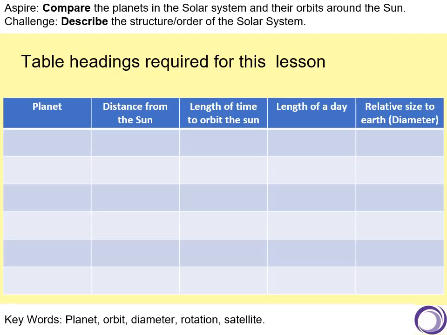So the planet is the first heading. Distance from the sun is the second heading. Length of time to orbit the sun is the 3rd heading. Length of a day is the 4th heading. And relative size to Earth, which is also known as the diameter, is the 5th heading. Do make sure that if you are scrambling around trying to find it now, you can pause it at this point and then you can carry on with the next slide.